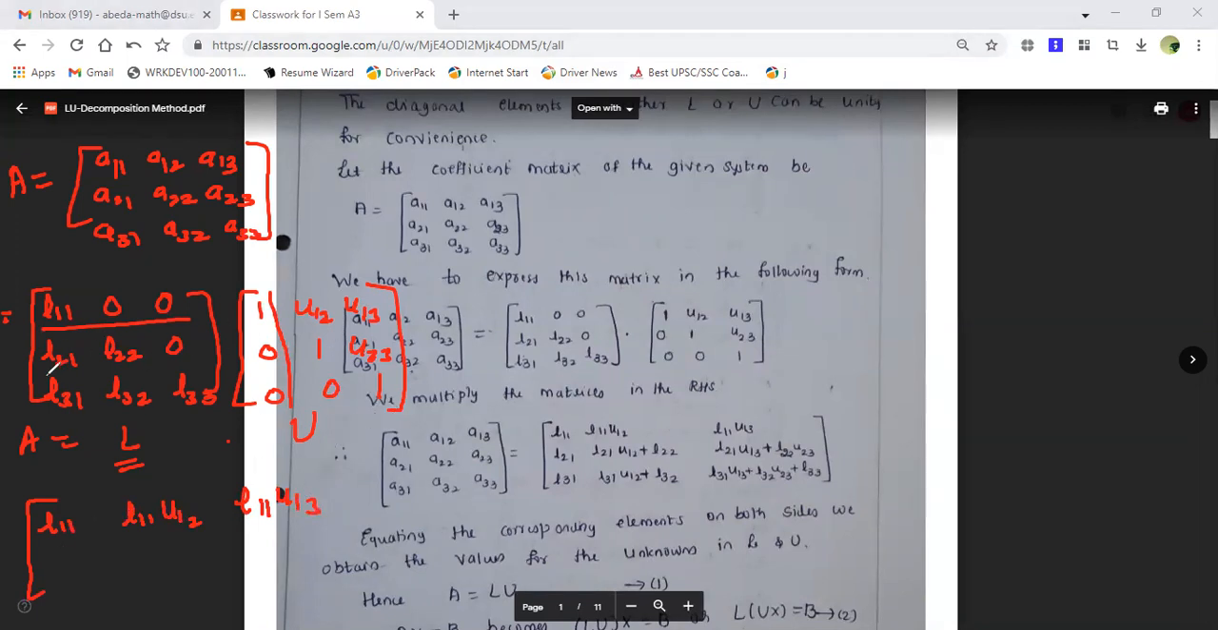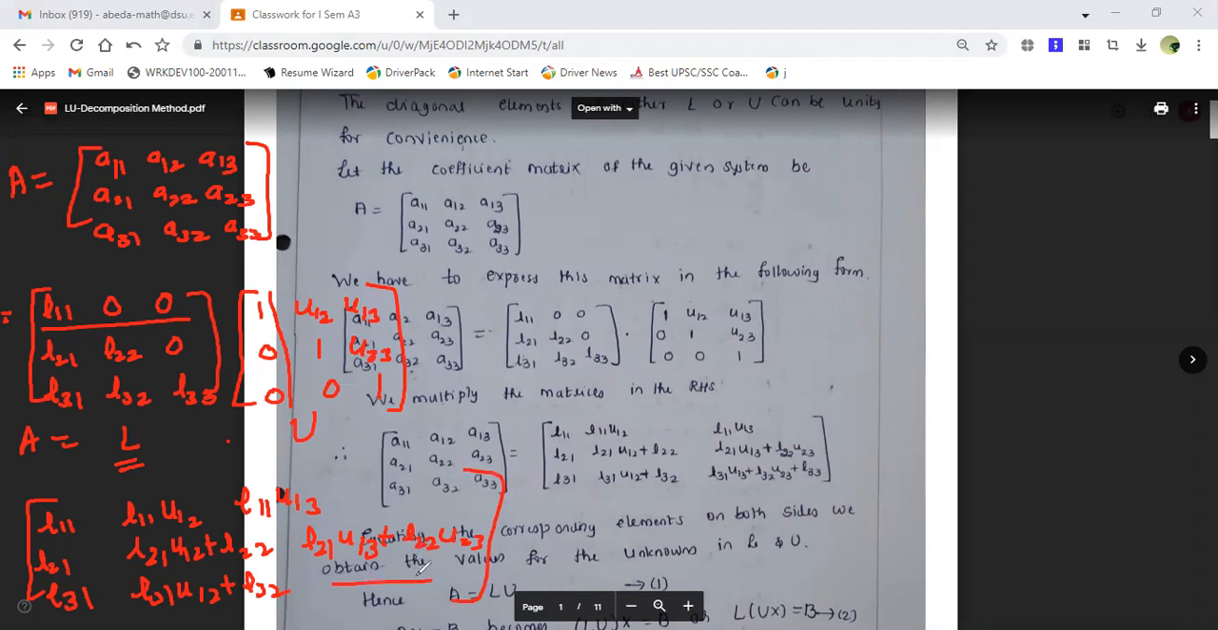Similarly, you can multiply the next elements: L21 into 1, that is L21 here, and L22 into 0 is 0. So again 0 into 0 is 0. Similarly, you can multiply the remaining terms. You will be getting L21 U12 plus L22, and similarly you can multiply this with the third column. You will be getting L21 U13 plus L22 into U23. The last term is 0. Similarly, the third row you can write: this is L31, and this is L31 U12 plus L32. And similarly L31 into U13, L32 into U23 and L33. So this is the whole matrix you'll be getting.